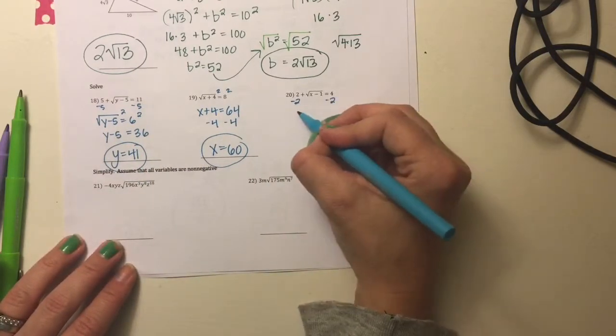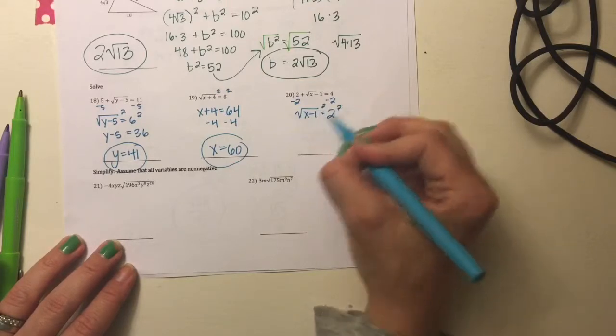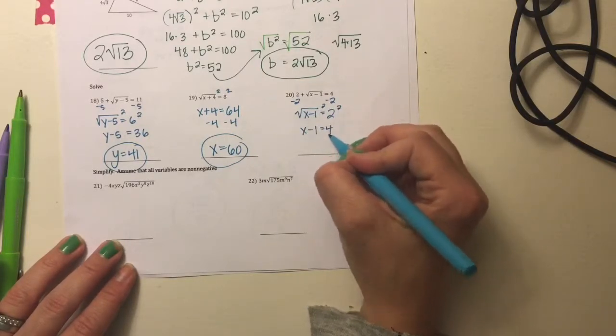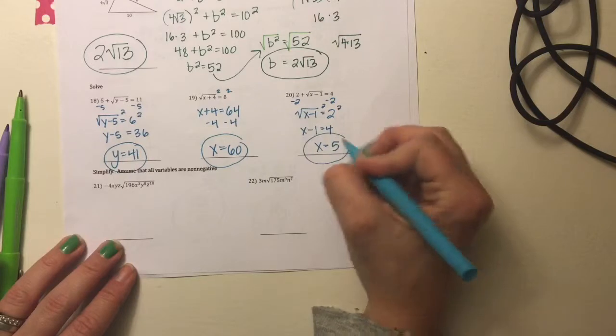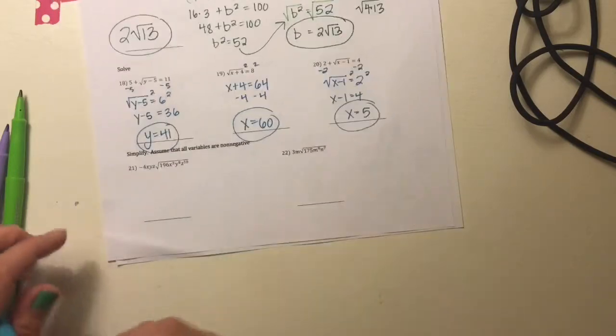Subtract 2. The square root of x minus 1 is 2. Squared, squared. x minus 1 is 4. Add 1, x is 5. 5 minus 1 is 4. The square root of 4 is 2. 2 plus 2 is 4.